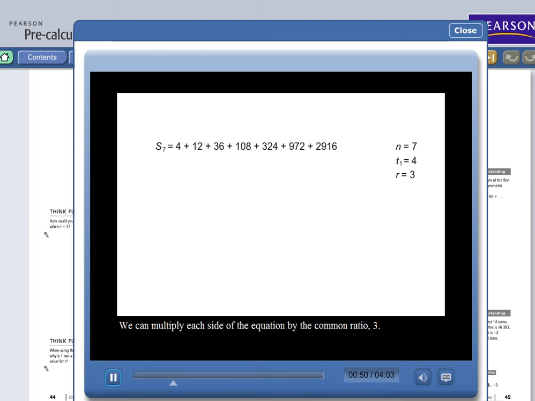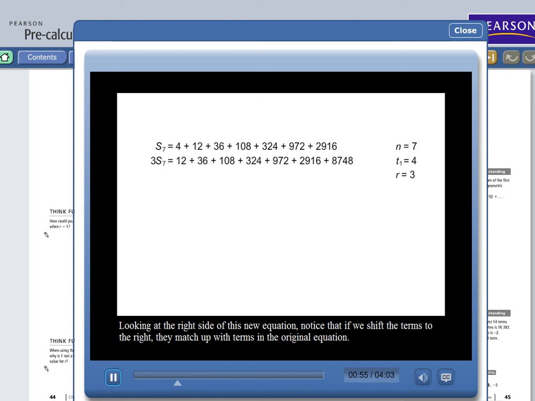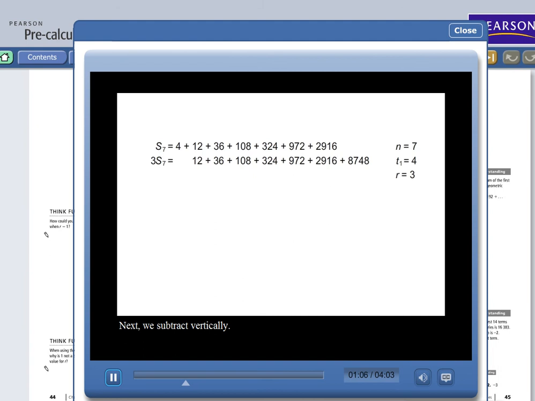We can multiply each side of the equation by the common ratio, 3. Looking at the right side of this new equation, notice that if we shift the terms to the right, they match up with terms in the original equation. Next, we subtract vertically. On the left side of the equation, we have S7 minus 3S7. On the right side of the equation, we have 4. Then, 12 minus 12 equals 0. 36 minus 36 equals 0.